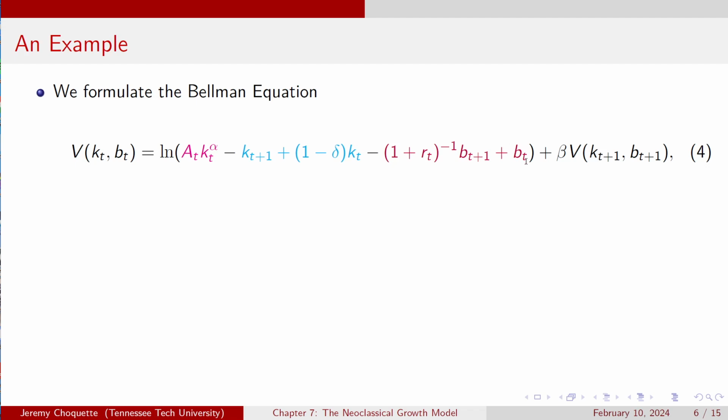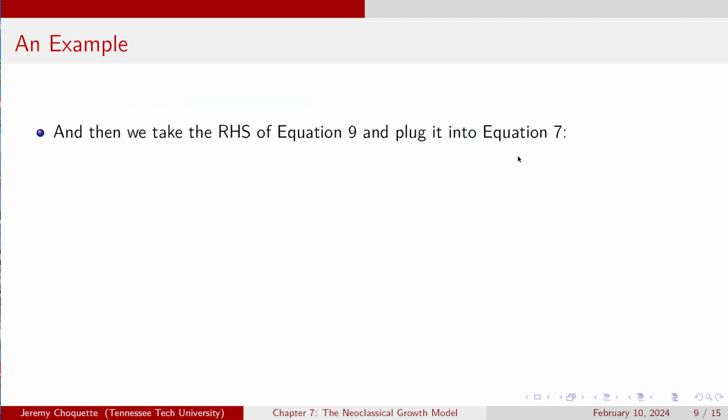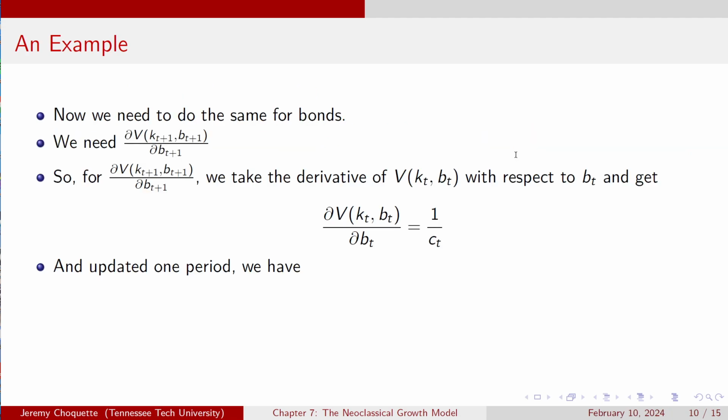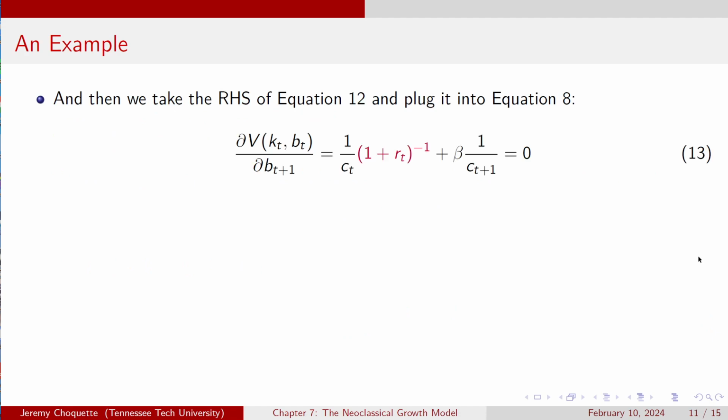So all we have is just this lonely bt. And the leading coefficient in front of it is 1, and its exponent is 1. So the derivative of bt is 1. So via the chain rule, that tells me it's just 1 over ct. Update that one period, it's 1 over ct plus 1. That derivative is ridiculously easy, isn't it? Yeah, it's a lot easier than what we had with the capital stuff.